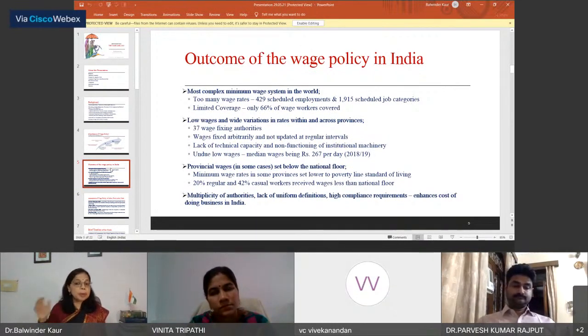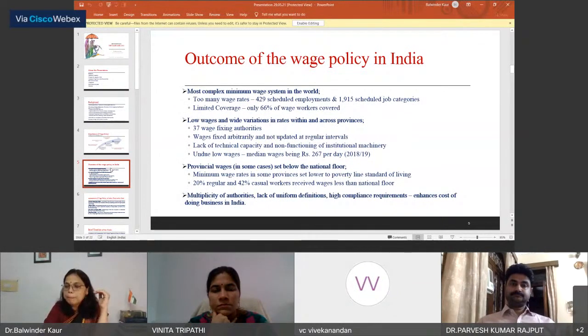So we were having three wage legislations which used to regulate the wages in India: the Payment of Wages Act, the Minimum Wages Act, and the Payment of Bonus Act. So these were the three legislations which used to regulate the wages in India. So, too many wage rates.